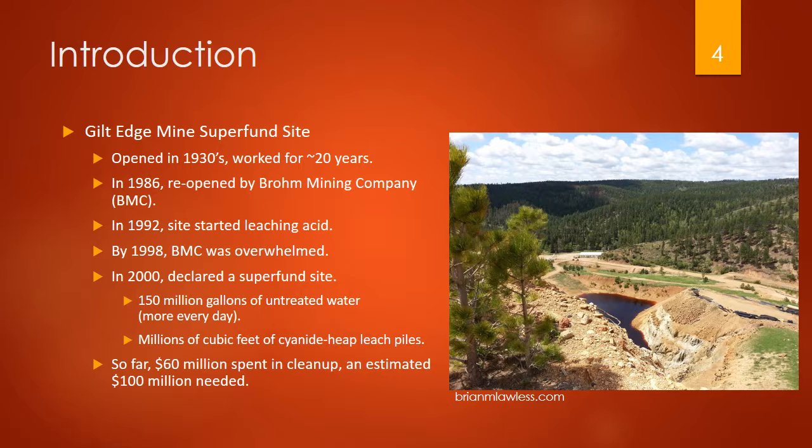At the time that the site was turned over, there was 150 million gallons of untreated water and millions of cubic feet of cyanide heap leach piles. Now, the reason that I have more every day written on here is because this is actually a groundwater seepage issue. As the groundwater seeps through the mine, it becomes acidified. So even though there was 150 million gallons at the time, there's more created every single day at this site. So far, about $60 million has been spent on cleanup. That's operations, facilities, infrastructure, and they estimate that they still need $100 million in order to complete the final restoration of the site.